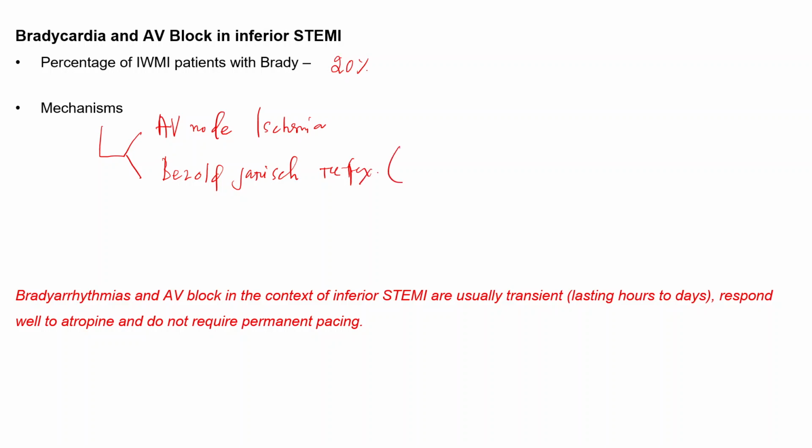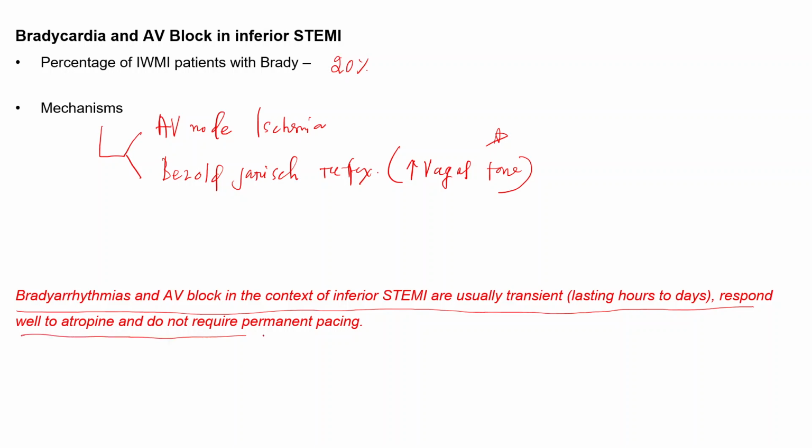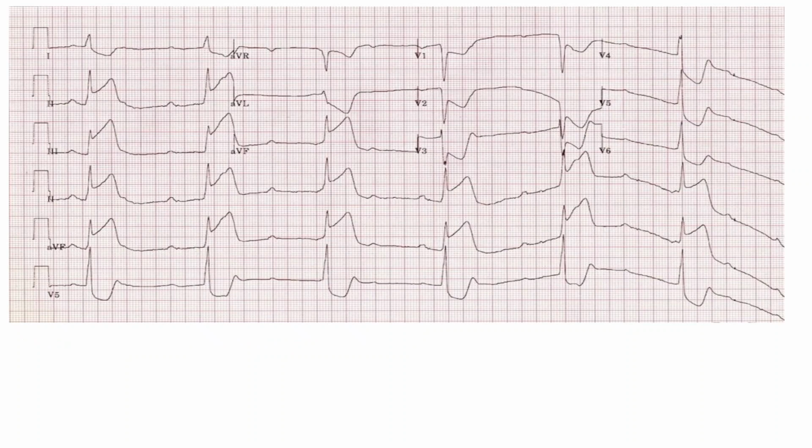And this is due to increased vagal tone. Okay. But the last point that is written here is very important. Bradyarrhythmias and AV blocks in the context of inferior MI are usually transient and respond well to atropine and do not require permanent pacing. So temporarily, if there is hemodynamic instability, you can do pacing, but most of these patients will not require pacing for a longer time.